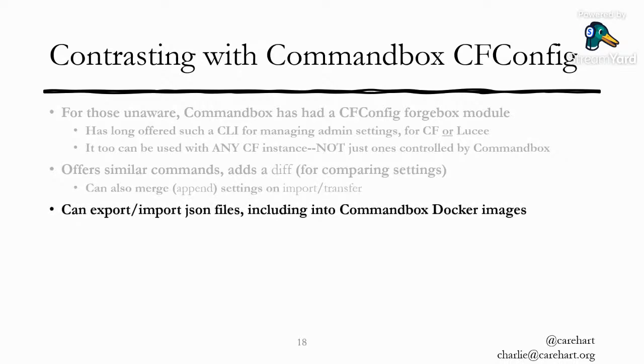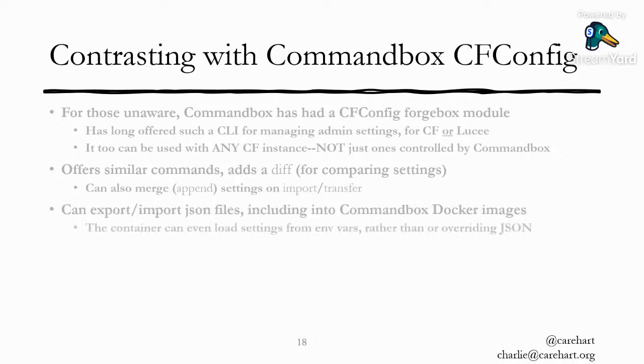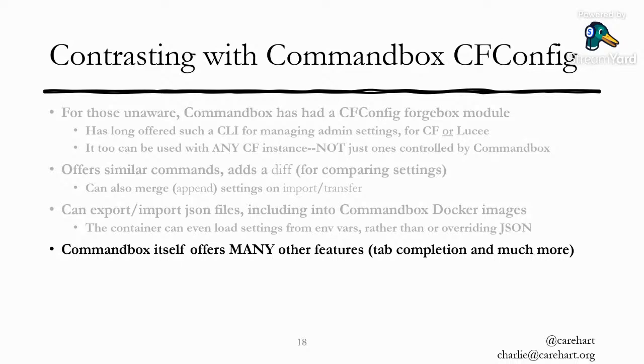You can also create JSON files, export and import them. And the CommandBox images also have their way of pointing to such a JSON file. It's a different way, it's a different environment variable, and it's some other flexibility. You can even specifically use environment variables to point to particular settings to load either instead of or overriding what's in the JSON. Again, you can read the docs to learn more about that. And of course, CommandBox has lots more power and capability beyond just CFConfig, with tab completion and bullet train and all kinds of cool stuff.